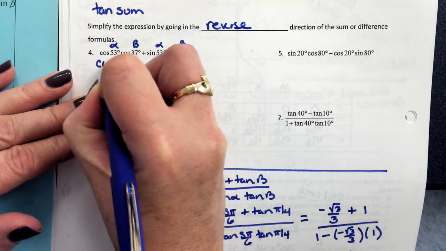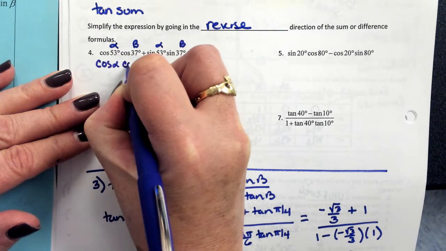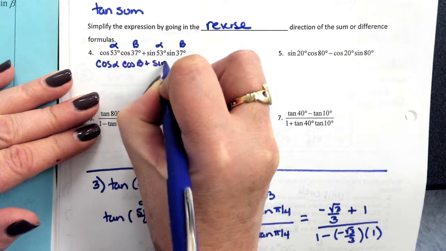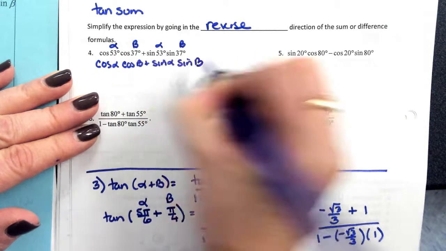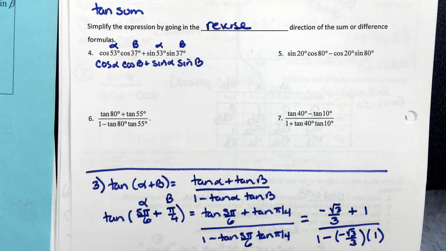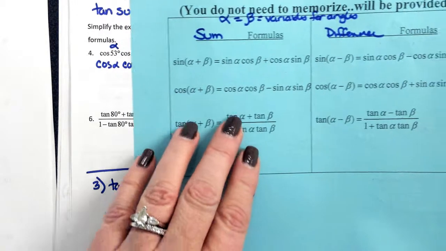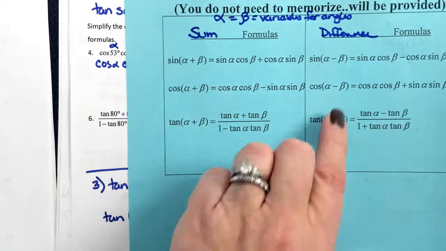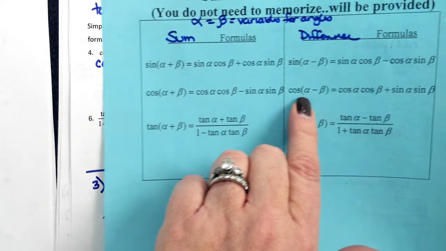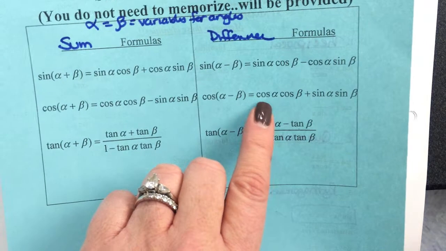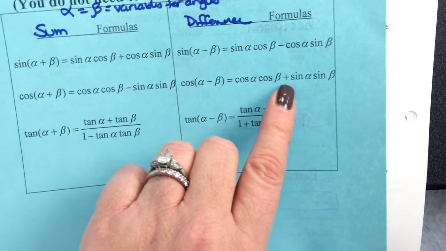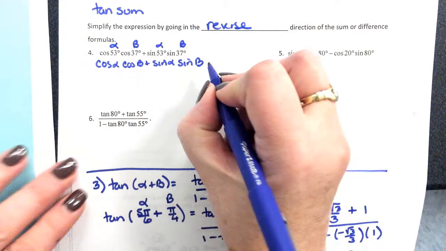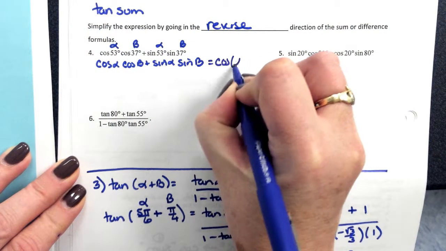So if you look at the problem written this way, cosine alpha, cosine beta, plus sine alpha, sine beta. Now the question is, which formula on your sum and difference formula sheet did this come from? If you look at your formula sheet, notice it does look a lot like it's going to be your cosine sum or your cosine difference formula. So notice if you look at your cosine difference formula, the cosine of alpha minus beta, cosine alpha, cosine beta, plus sine alpha, sine beta. Notice this is coming from your cosine difference formula.